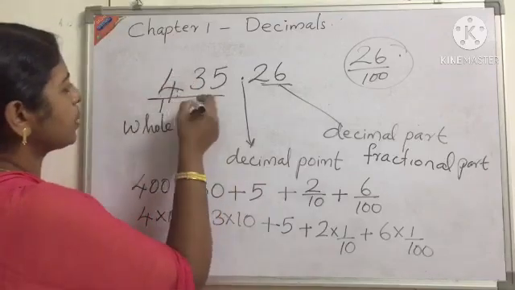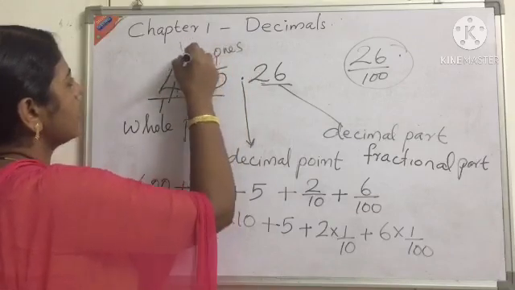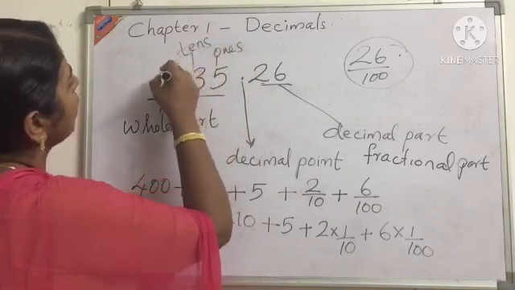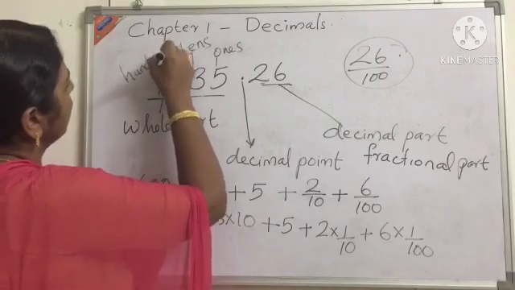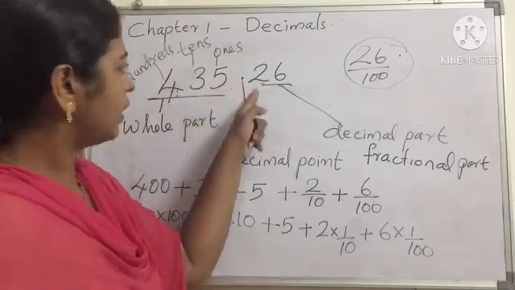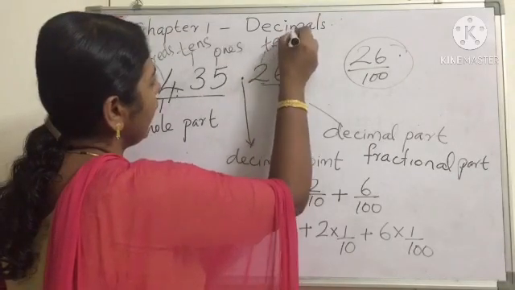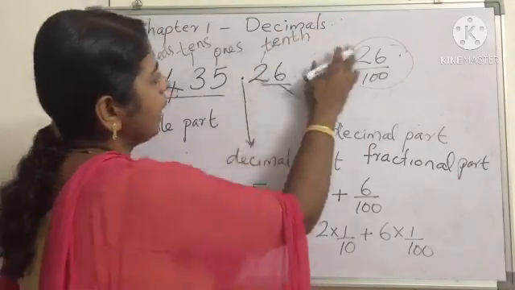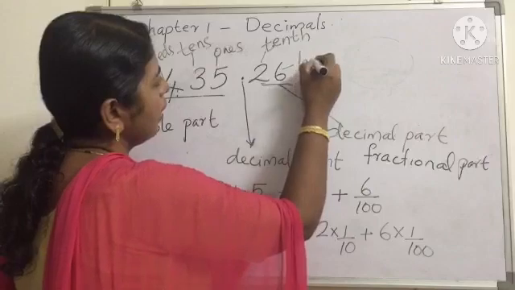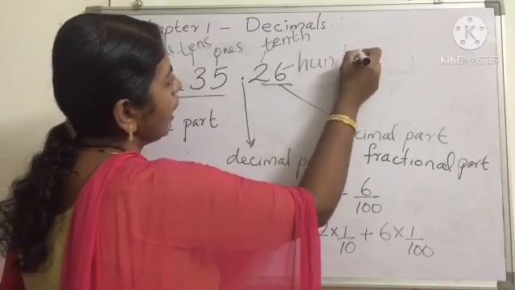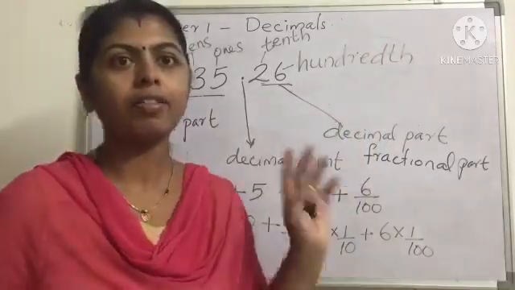Here I will write the positions. Here you know it's ones, it's tens, and it is hundreds. Then after the decimal point it is tenth, T-E-N-T-H, tenth, and it is hundredth, H-U-N-D-R-E-D, hundredth.